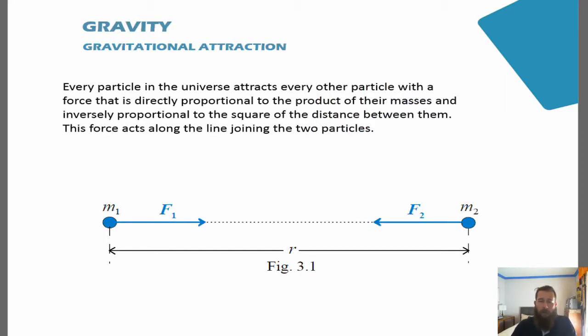Every particle in the universe is attracted to every single other particle in the universe, just based on its mass, and this is what gravitation is about. Now, the size of this force depends on a couple of factors. So it's the mass of the objects and also the distance between them. And this force acts in a straight line between the two objects' center of mass.